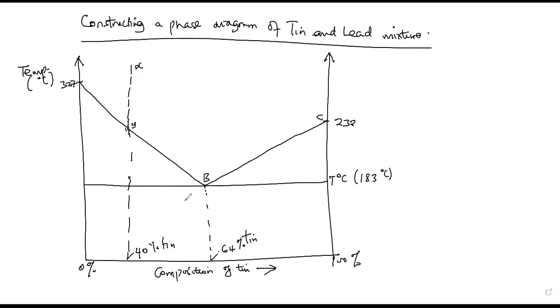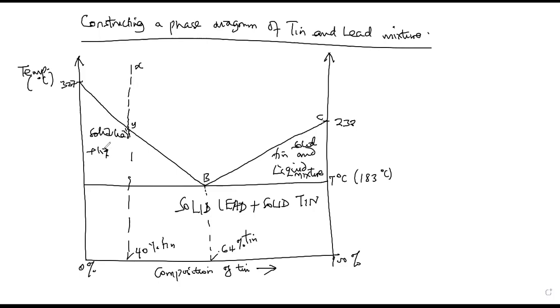Then naming this. This is solid lead plus solid tin. This is solid tin and liquid mixture. Then this is solid lead and liquid mixture. And then this is our liquid mixture. So as I've told you, we're going to have a general question, an examination question, and we see how to go about it.